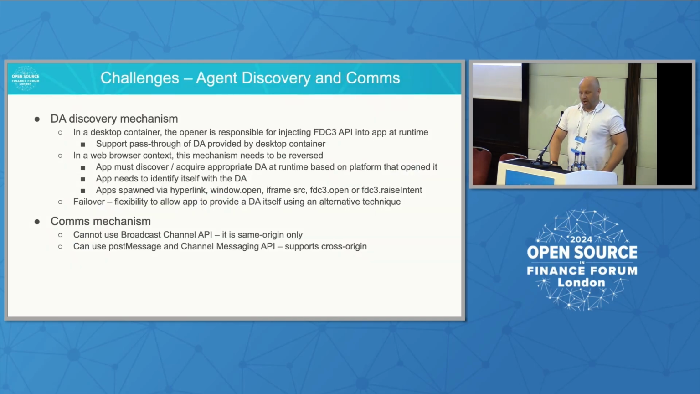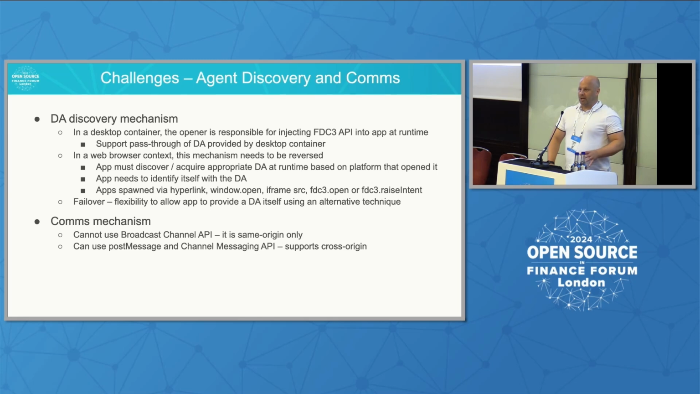The next challenge is really best described as agent discovery. So in a desktop container context, the opener is responsible for injecting the FDC3 API into the application, but in a browser context, this mechanism essentially needs to be reversed. So the app must discover and acquire a reference to the agent based on the platform that opened it. We need to be mindful of the fact that the app might be spawned by a variety of different techniques, and we also need to support failover to provide app vendors a little bit more flexibility to support an alternative discovery technique if they wanted to.